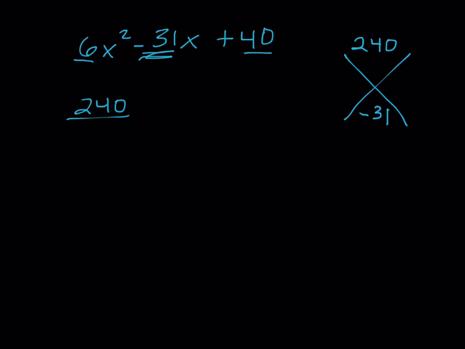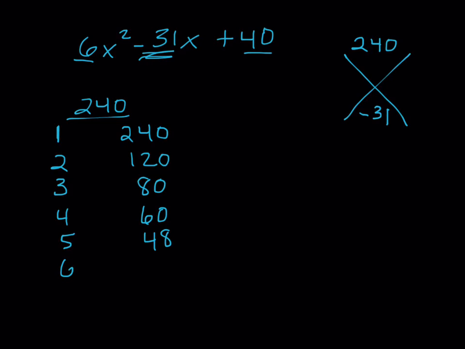So I would start with 1 and whatever the number is as the first one, and then I would start increasing the number by 1, and then this other number on the right is going to decrease. Okay, so like 2 and 120, 3 and 80, 4 and 60, 5 and 48, 6 and 40.